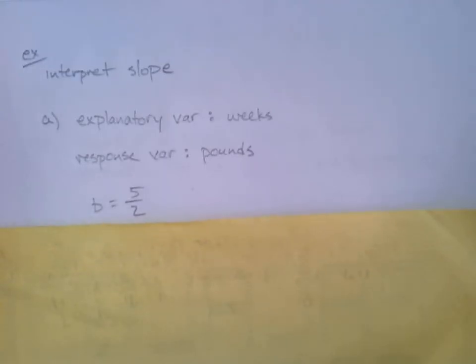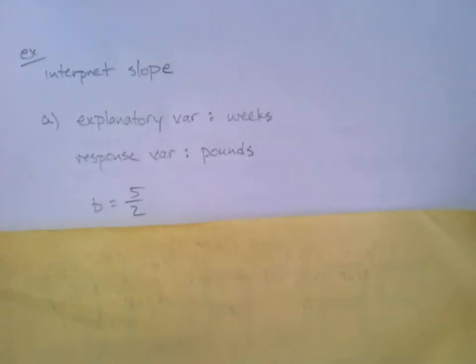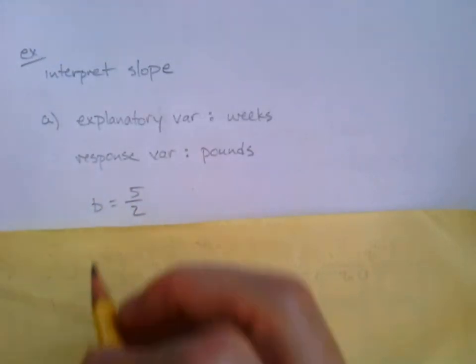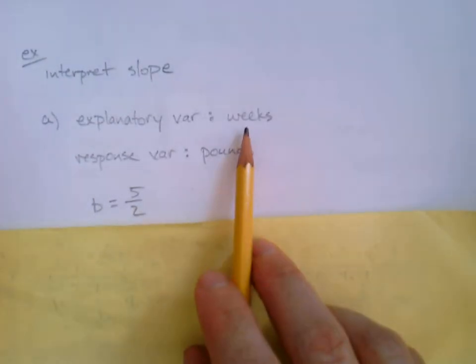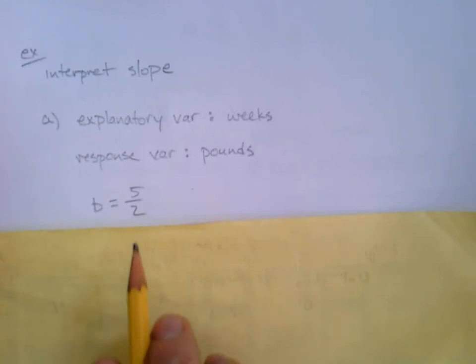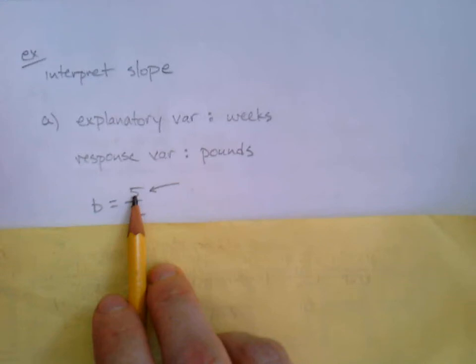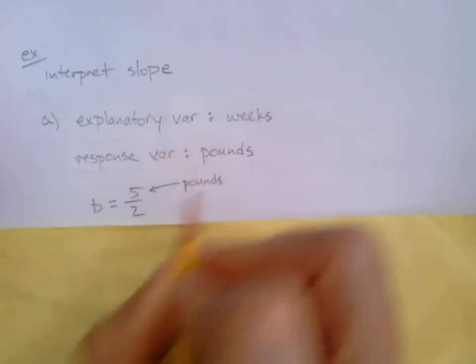Let's say the explanatory variable is describing weeks, and the response variable describes pounds. And they tell us that the slope, and remember slope is represented with the b, the slope is 5/2. What would that mean? How would we interpret that slope? You know, if we have these units and these numbers. Okay, so remember that the number on top is the change in y, and y is the response variable. So the units of that 5 is pounds.